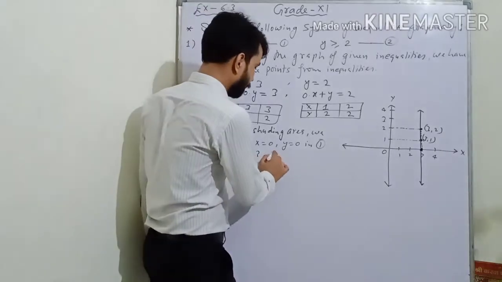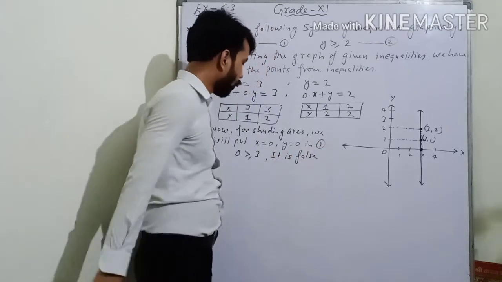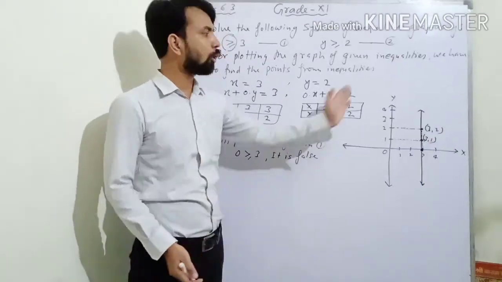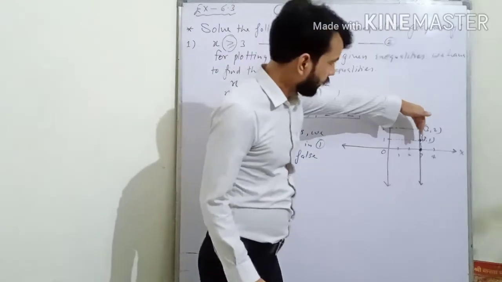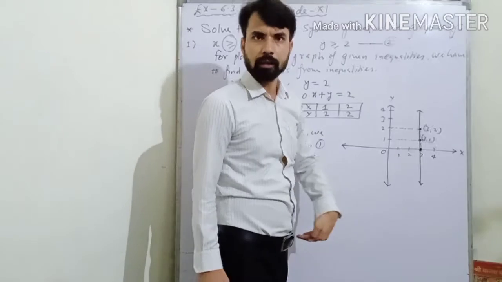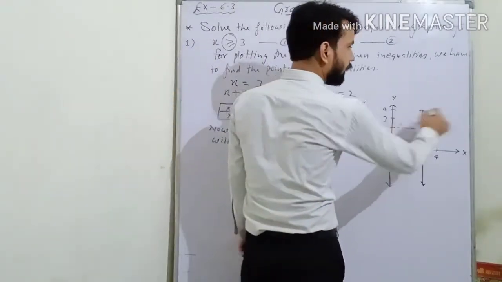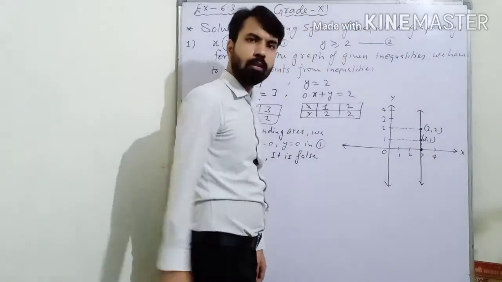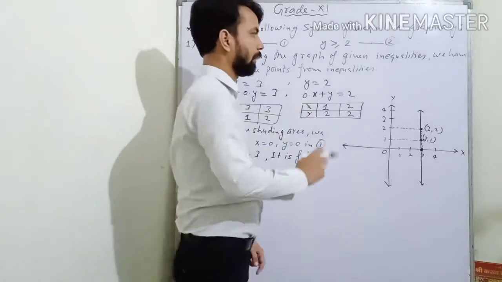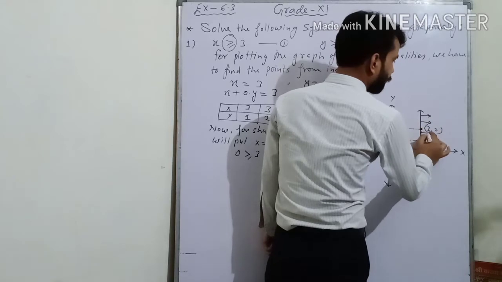You have to write here it is false. Or if this condition is false, then we will have to shade the region away from the origin. If the condition was true, we would shade the region towards the origin, but here the condition is false, then we will have to shade the region away from the origin. So here we will not shade yet, we will only show arrows. You put arrows like this.